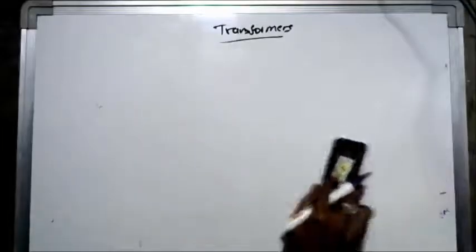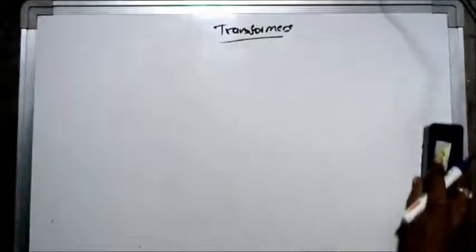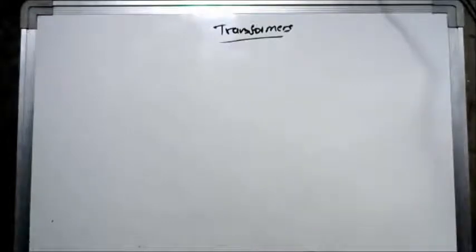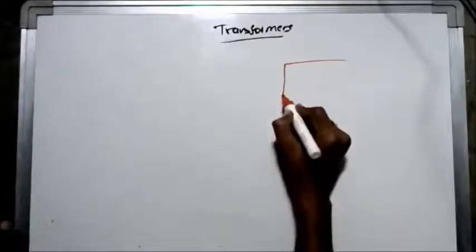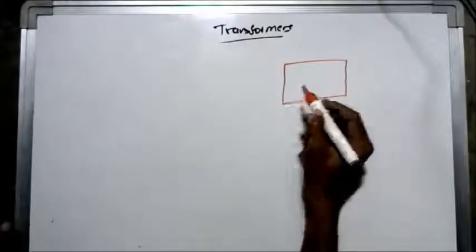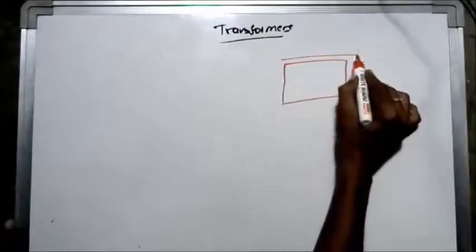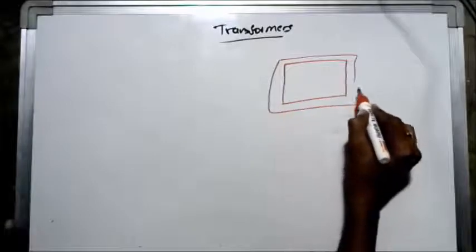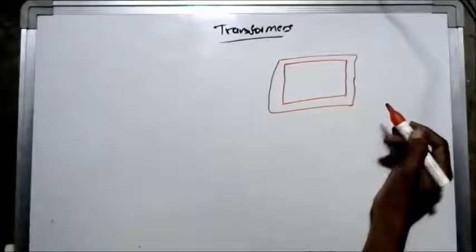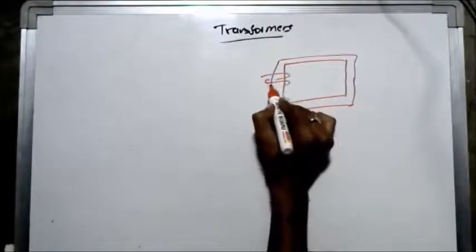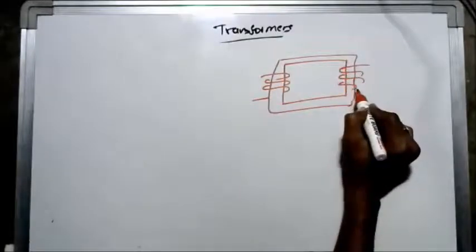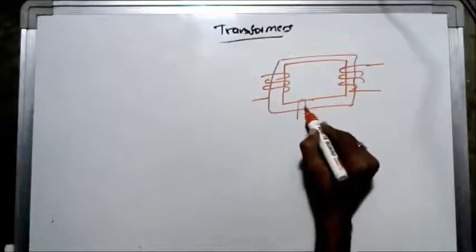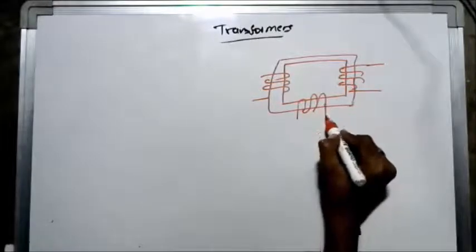Here we have two problems. First one: we are given a transformer with a tertiary winding, three windings. This is the first winding, the primary winding. This is the secondary winding. This is the third winding.